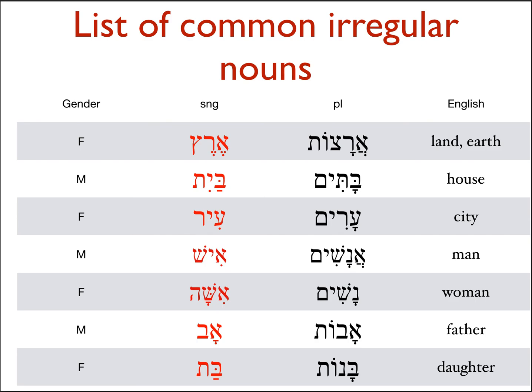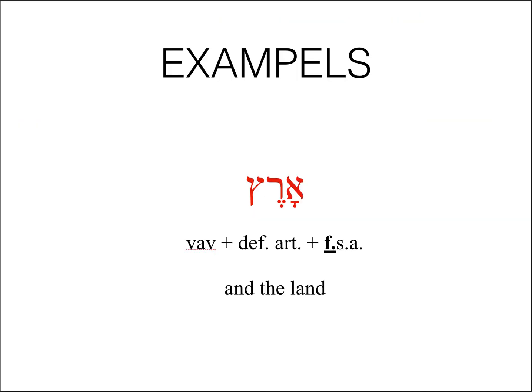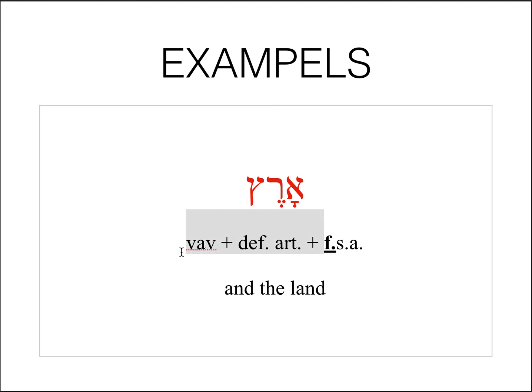Here are some examples. Eretz. This looks masculine because of the t, however it is feminine. So this is feminine singular absolute noun and means land.